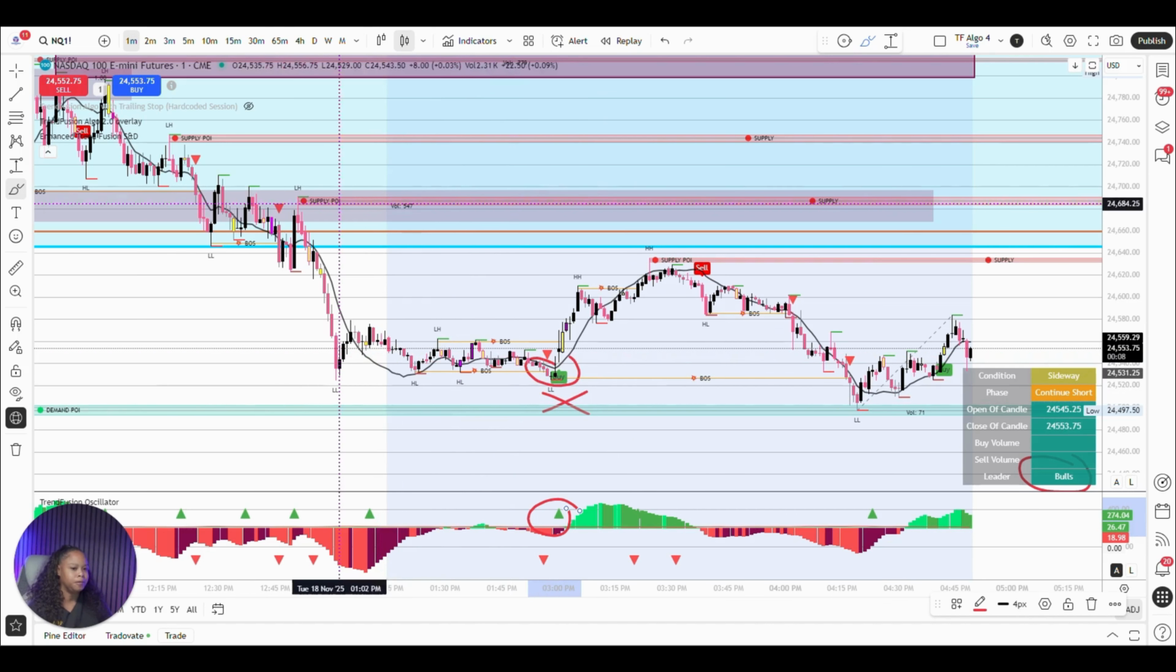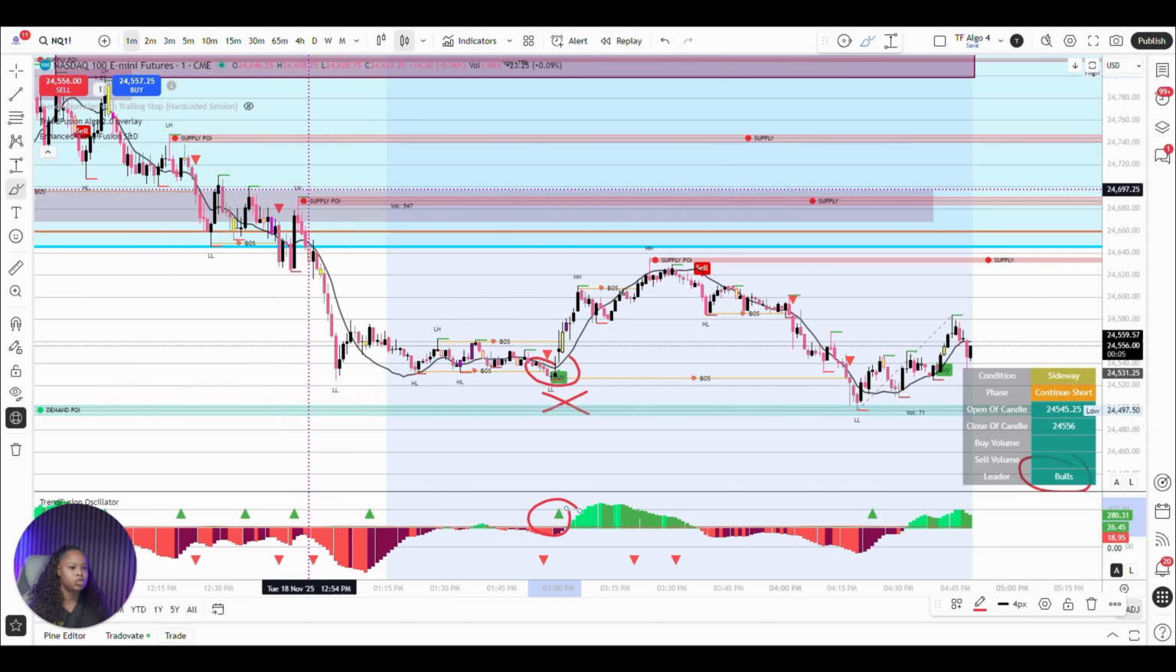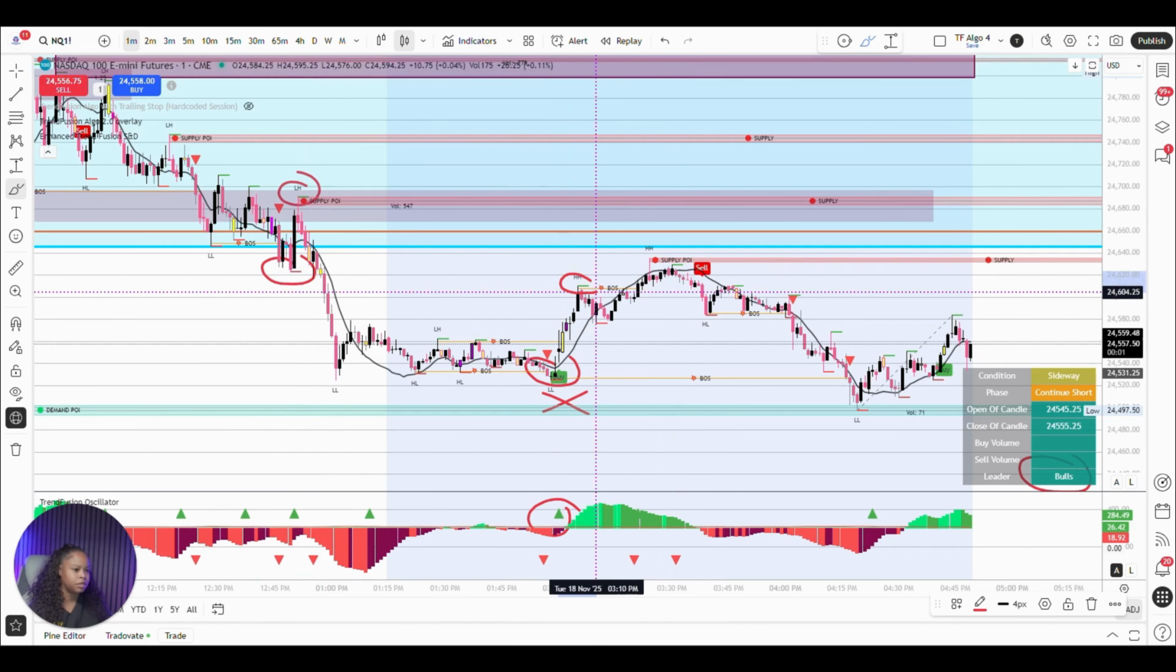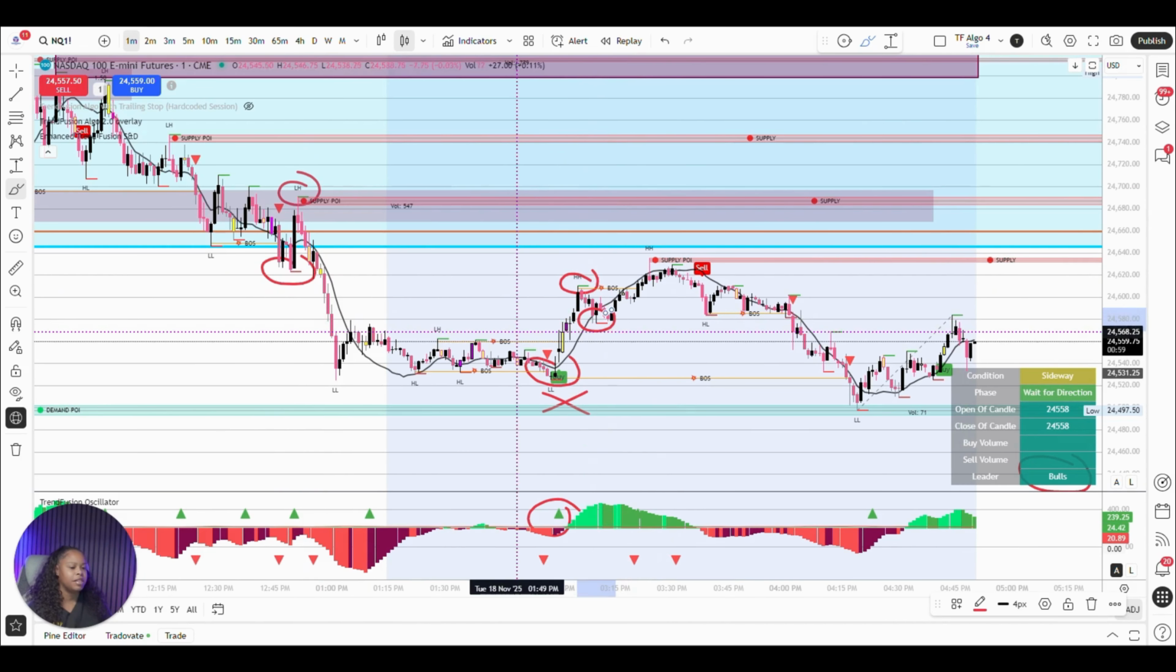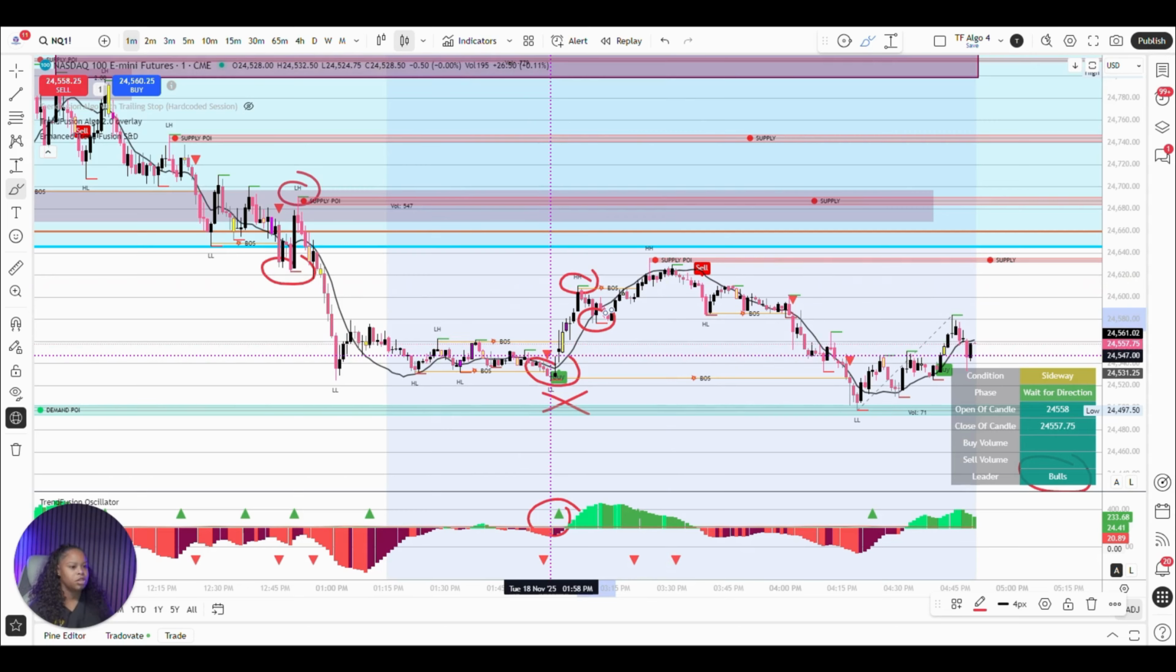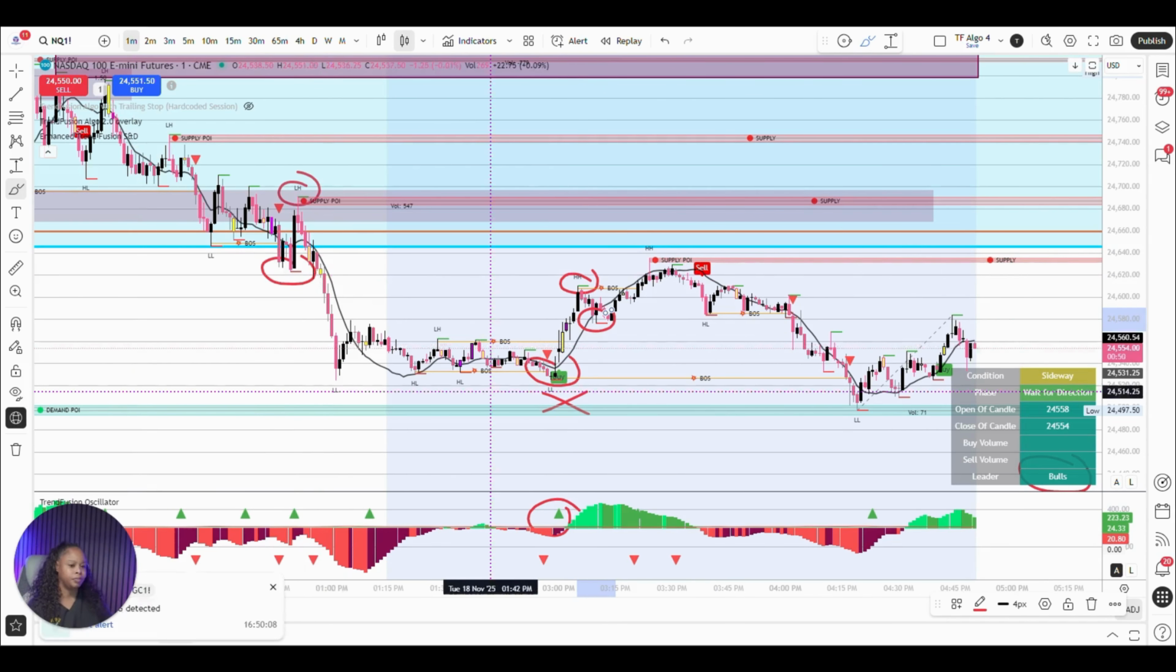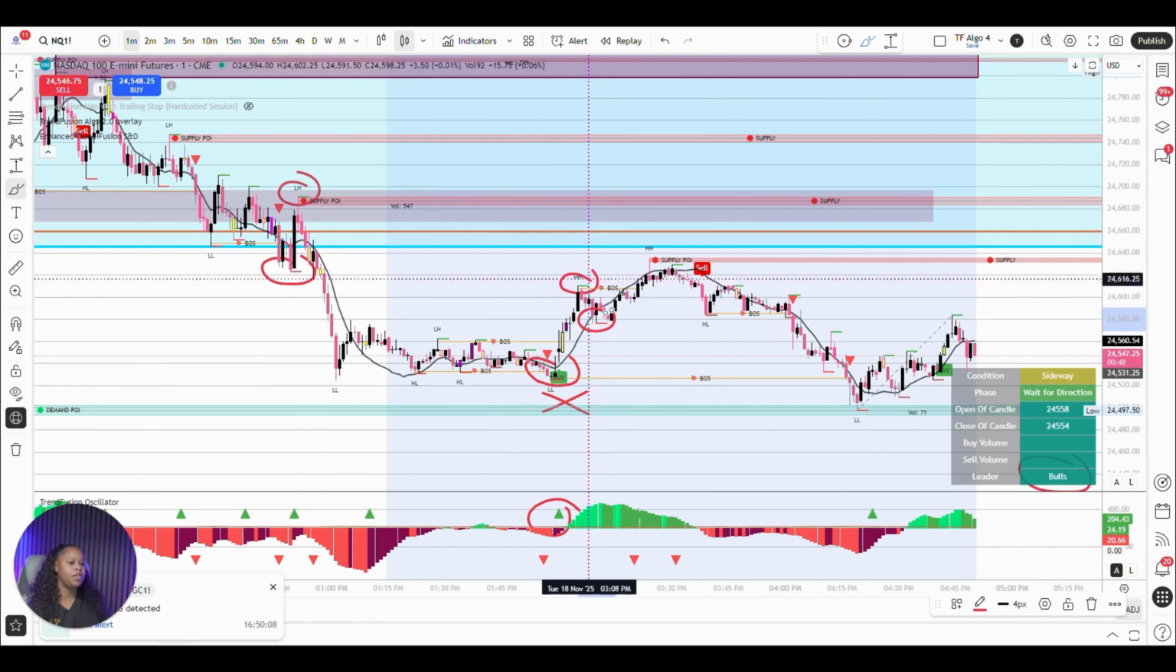Now, I like to use these swing highs. So this green bar, unlike these red bars, you'll see them. These areas, they act as support and resistance. So I like to look at the most recent swing low or swing high that's made, and that's going to be the area where I'm looking to exit the trade.